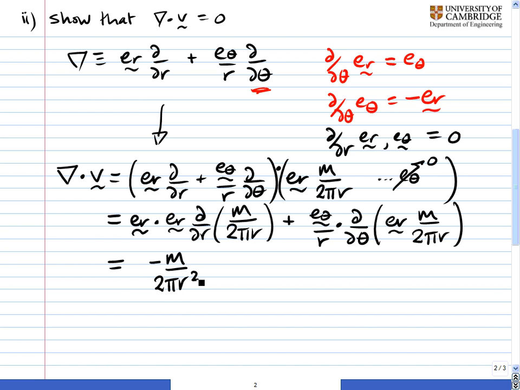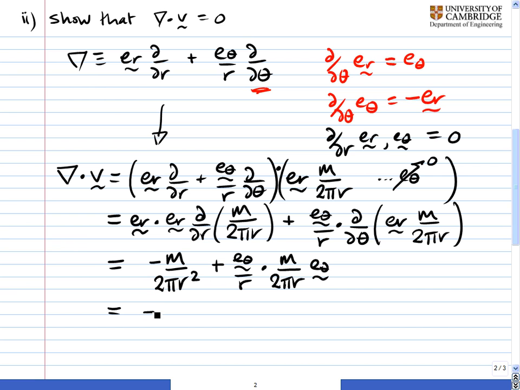The second expression needs a lot more care, so we'll spend some more time on it. We've got e_theta still over r, dotted with whatever comes out of this bracket here. Now m over 2 pi r isn't a function of theta, so that can come out. So we've got an m over 2 pi r, and here we've got a d by d theta of e_r, and if we look at the top, d by d theta of e_r is equal to e_theta. So we've got an e_theta here.